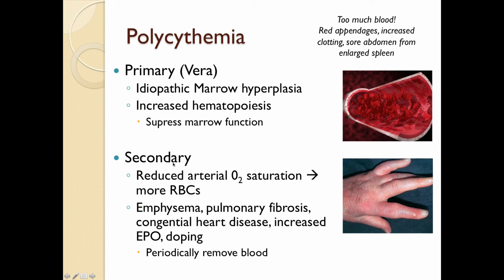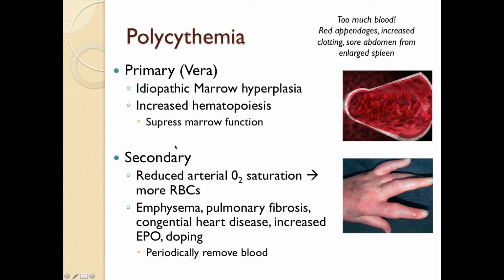Secondary polycythemia is something else which encourages EPO release. So that could be a respiratory disorder, a cardiac disorder, or intentionally taking EPO. And in all cases, there's going to be red appendages, they're swollen. And if there's too much blood, then the spleen is going to have to get bigger. So that's going to cause the abdomen to be sore. And then they have to be careful to engage in contact activities because the spleen can rupture.